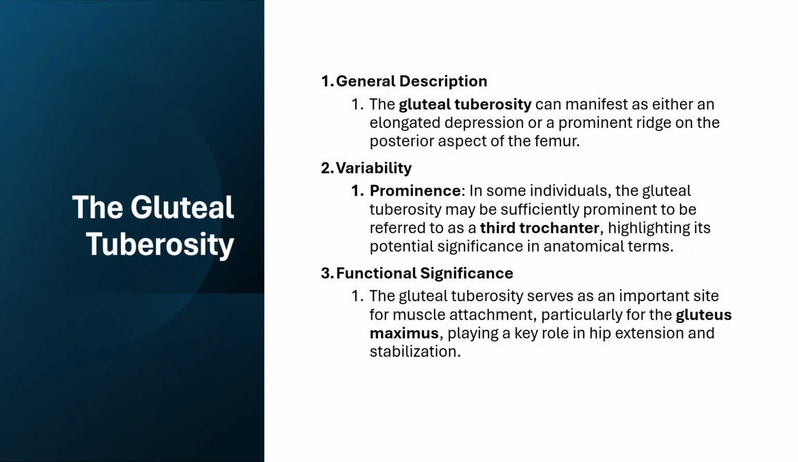There is a structure called the gluteal tuberosity. The gluteal tuberosity can manifest as either an elongated depression or a prominent ridge on the posterior aspect of the femur. Variability: in some individuals, the gluteal tuberosity may be sufficiently prominent to be referred to as a third trochanter, highlighting its potential significance in anatomical terms. Functionally, the gluteal tuberosity serves as an important site for muscle attachment, particularly for the gluteus maximus, and plays a key role in hip extension and stabilization.